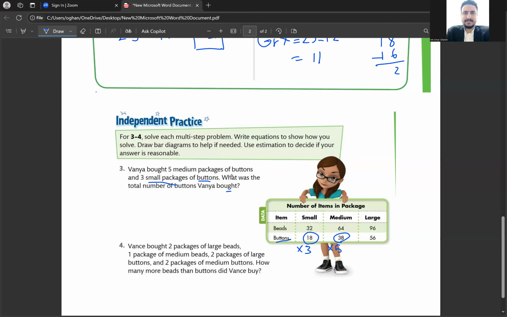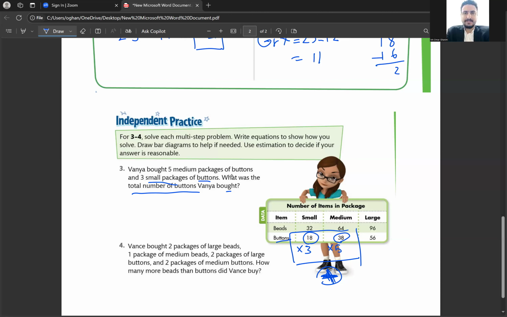So what do we need here, guys? Actually, to multiply by 3 for the small, multiply by 5 for the medium, and then to find the total, right? What was the total number of buttons? Then we need to add eventually. So we see that we need to do more than one thing here: multiply, and then we add.